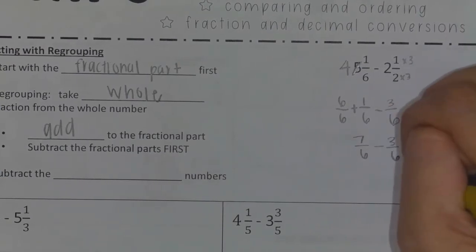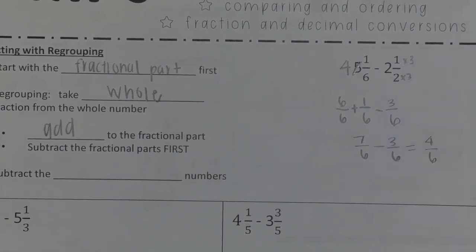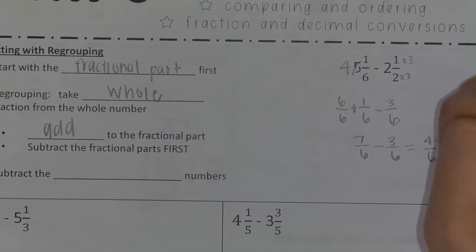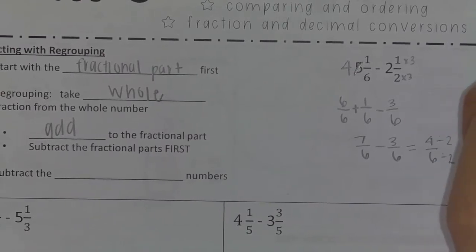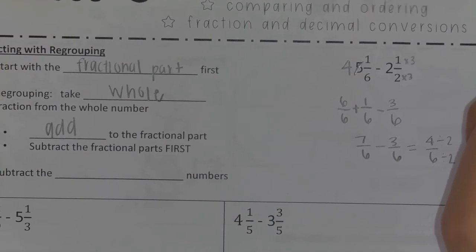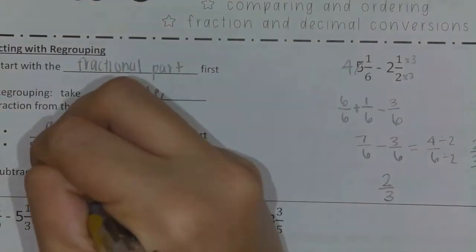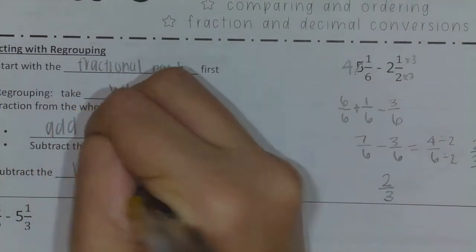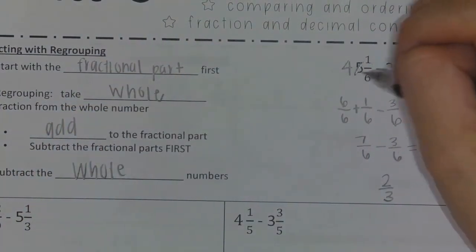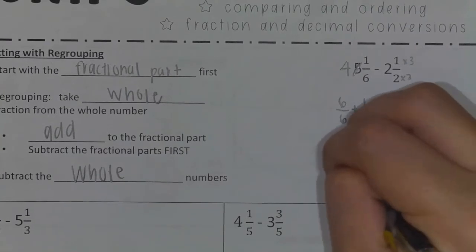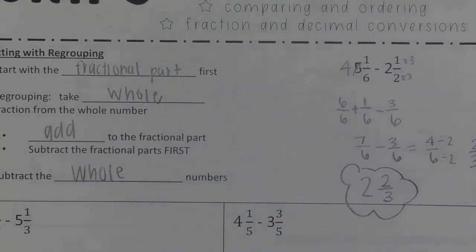7 minus 3 would give me 4/6. I can simplify. They both are divisible by 2. So 4 divided by 2 is 2. 6 divided by 2 is 3. So I know that the fractional part is 2/3, but then I still have to go back and subtract the whole numbers. So 4 minus 2 would give me 2. So my final answer here is 2 2/3.